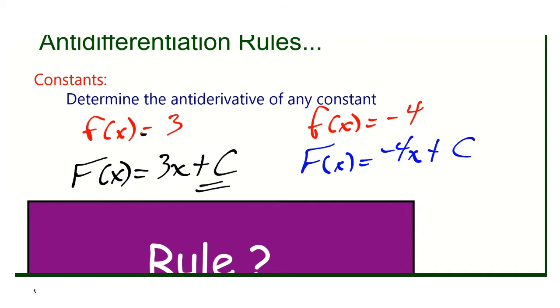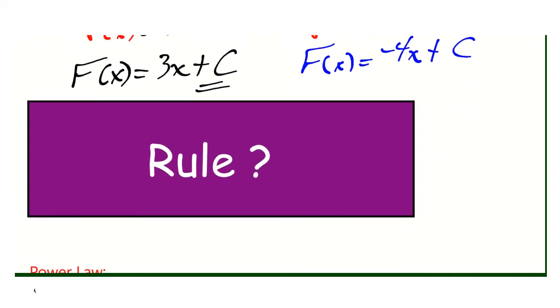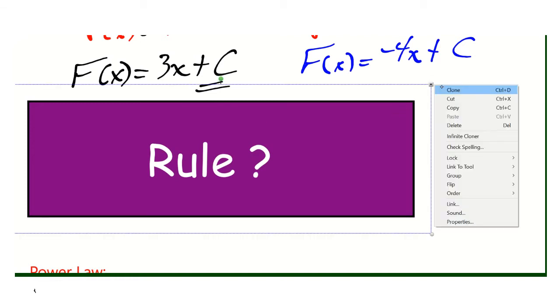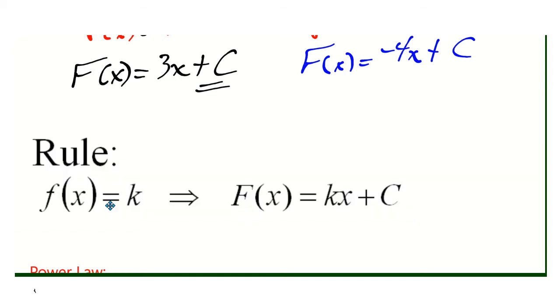So that leads us to our first basic rule of antidifferentiation, and it is simply that if you have any constant, I'm just calling it k, the antiderivative of a constant is that constant multiplied by x plus some general constant c. So that becomes very easy.